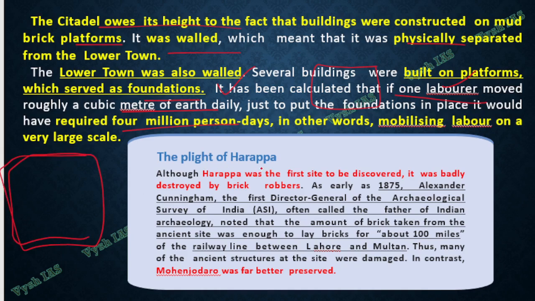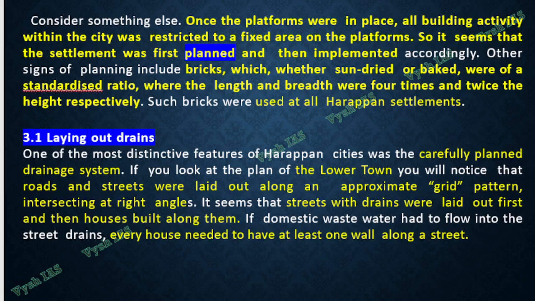Here again, Harappa was the first site to be discovered, but I told you brick robbers were there, so most of the things were gone from there. In 1875, Alexander Cunningham, who is the first Director General of the Archaeological Survey of India, is a fact you have to know. He is often called the father of Indian archaeology also. He noted that the amount of bricks stolen is enough to lay a big railway line or big road between Lahore and Multan. That much, 100 miles worth of bricks, were stolen from the Harappa site. But Mohenjo-daro is far better preserved, so you get most of the learning from Mohenjo-daro rather than from Harappa.